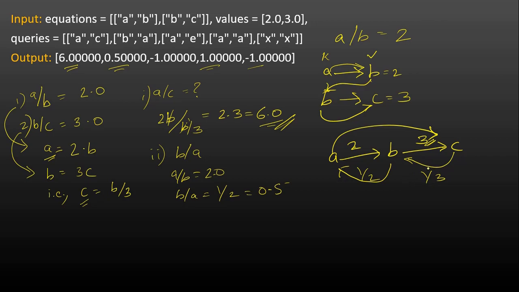And if I have that, that means I can also find the value of C to A. So if the question says C divided by A is equal to how much, I can find here that it is 1 by 6. So this will be 1 by 6, whatever is the value of 1 by 6, that should be the answer. Okay. So how can we build the graph and find this answer?